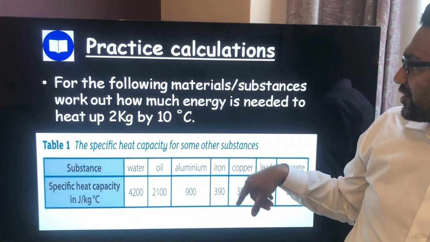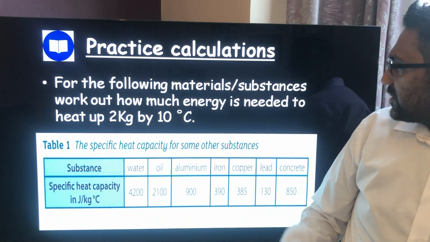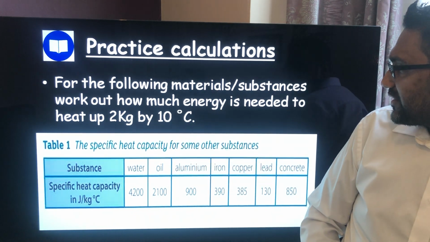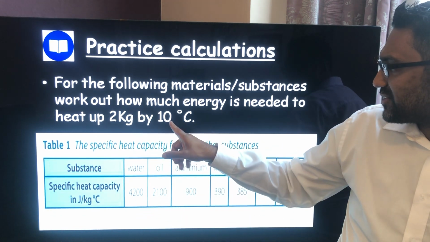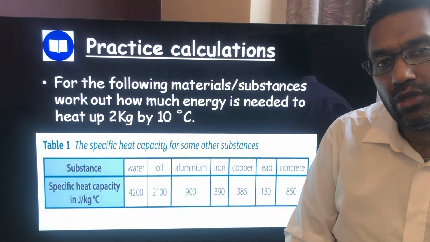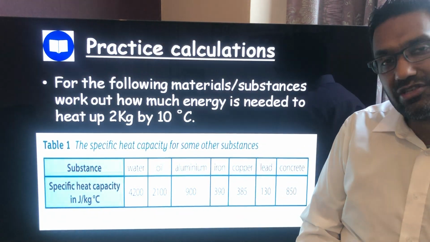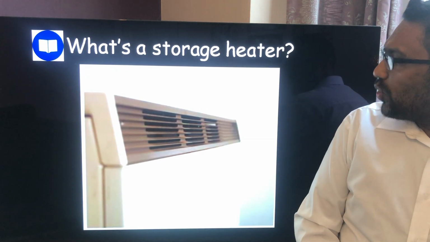What you need to do then with these numbers is you've got the mass, the 2 for each of them. You've got the temperature change, which is 10 degrees Celsius. So what you're going to do is 2 times the number times the 10, and it'll give you the answer to each of those. Okay, so have a go at those just to get some practice using that formula, E equals mc theta.